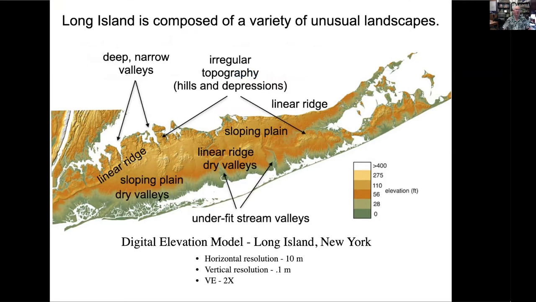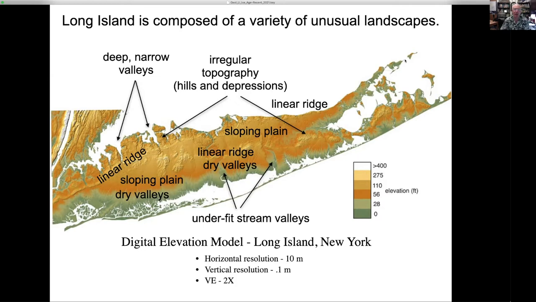So what do I mean when I say Long Island is composed of a variety of unusual landscapes? Well, if you think about it, it's a pretty strange place. We have lots of flat sloping plains, particularly along southern Long Island and central eastern Long Island. There's a ridge that runs across the middle of Long Island and extends out into the ocean to form the South Fork. There's another ridge that runs along the northern part of Long Island and joins up with the shoreline and extends out into the ocean to form the North Fork.